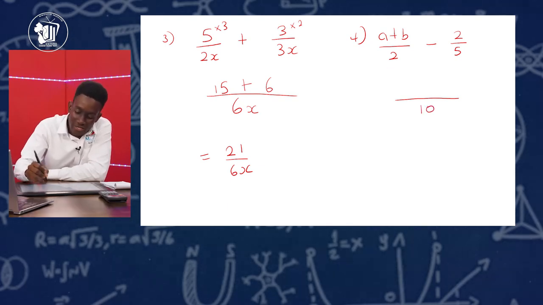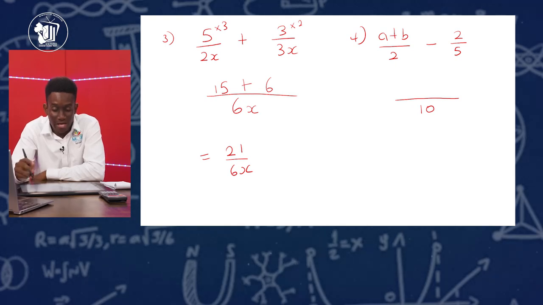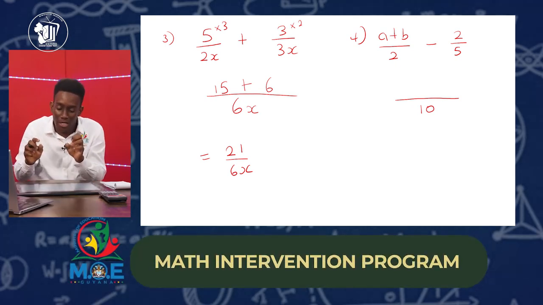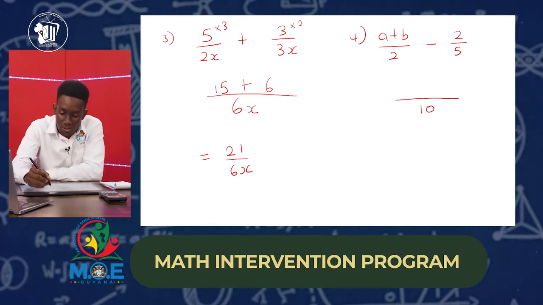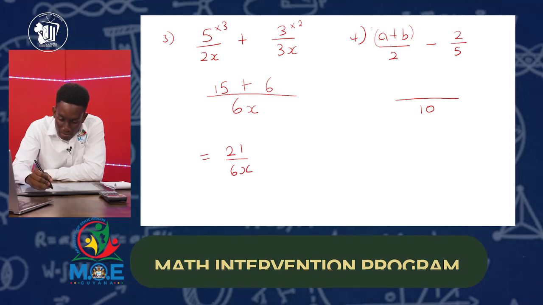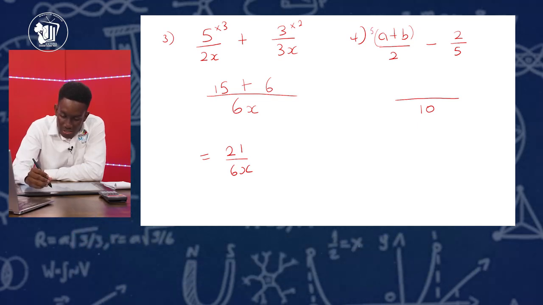And then 10 divided by 2 would give you 5. And you take that 5 now and you multiply it by the numerator. We see the numerator here is a plus b. So we have to multiply this a plus b by the 5. You have to distribute this 5. 5 times a would be 5a, and then 5 times b would be plus 5b.